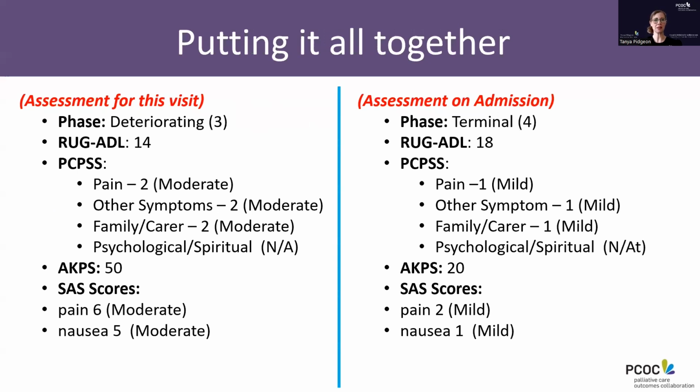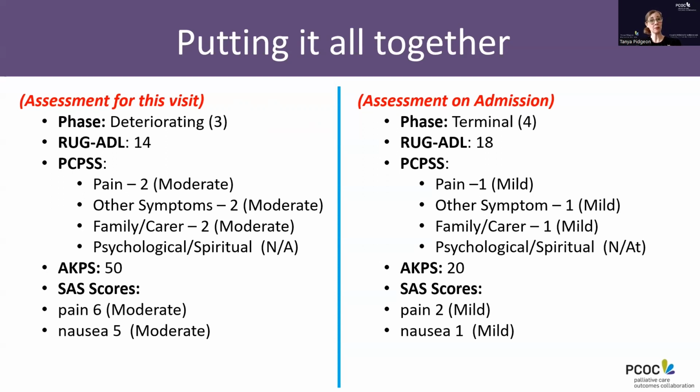Putting this all together now. So if we had an assessment for the community visit, the main problem for Mr. Jones was pain. He scored a 6 on the SAS. He also rated his distress from nausea as 5. And if we recall, this was causing his wife, his main carer, some concern as she felt she may not be able to care for him at home and as he may become more dependent as well. Mr. Jones required help with the use of walking and bathroom aids at home.